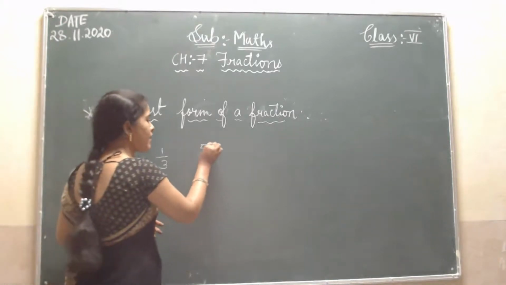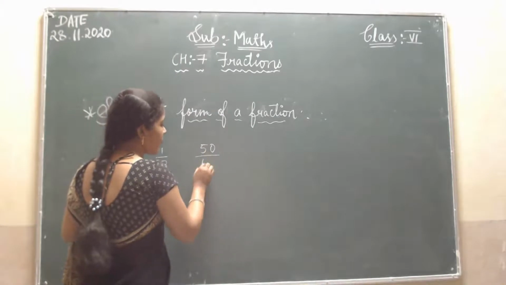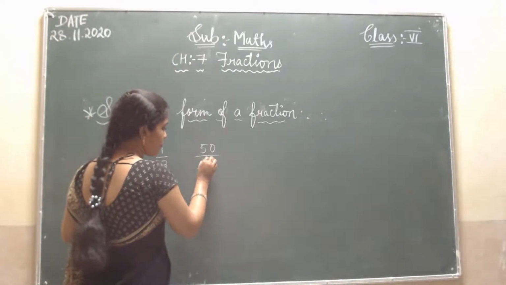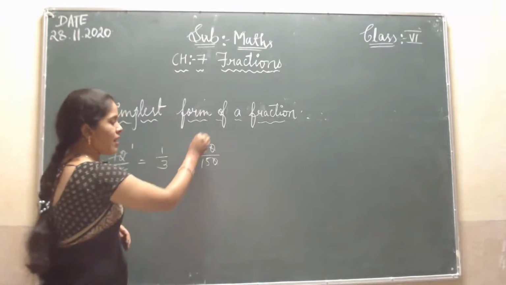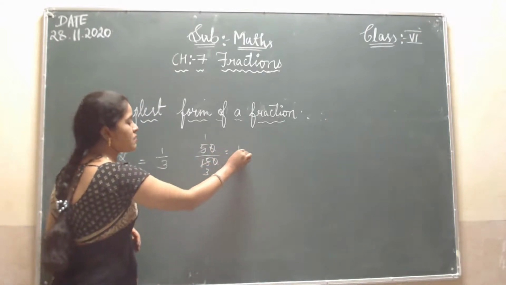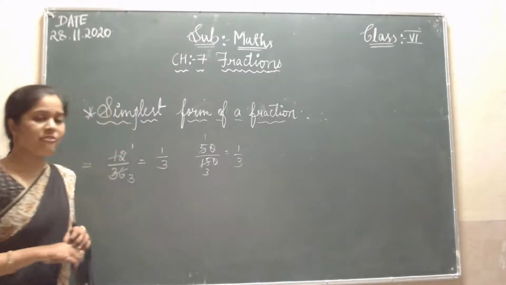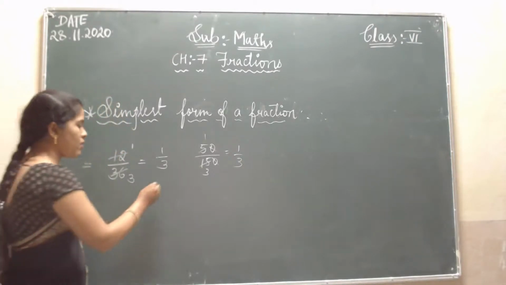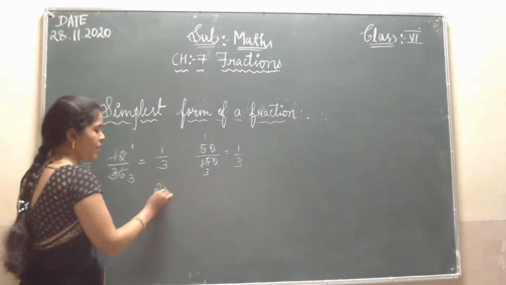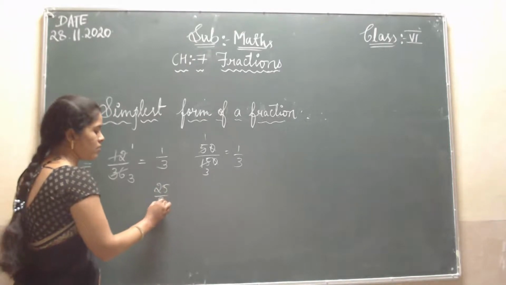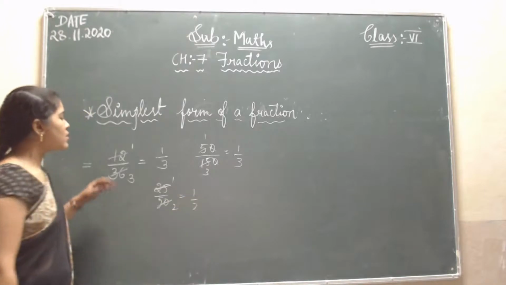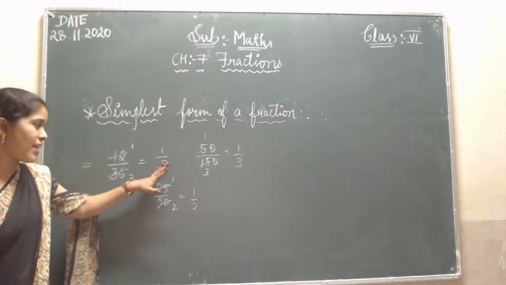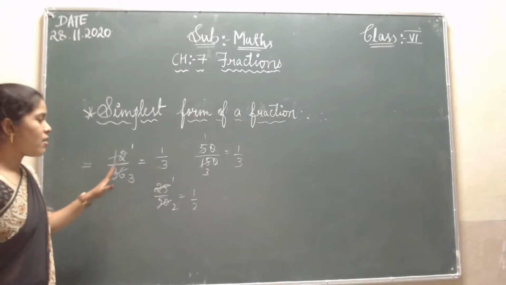Take another example. 50 by 150. 0, 0 get cancelled. 5 ones are 5, 5 threes are 15. So what is the simplest form of 50 by 150? 1 by 3. Now here, 25 by 50. 25 ones are 25, 25 twos are 50, so 1 by 2. So this is how we have to find the simplest form of these fractions.